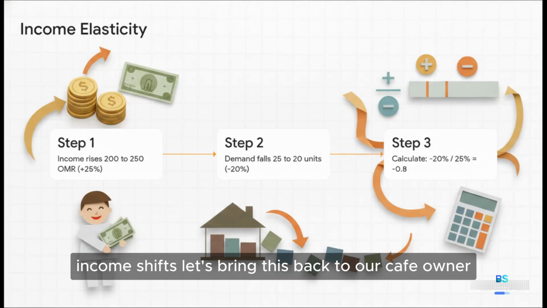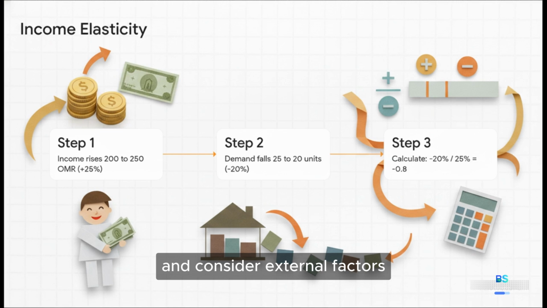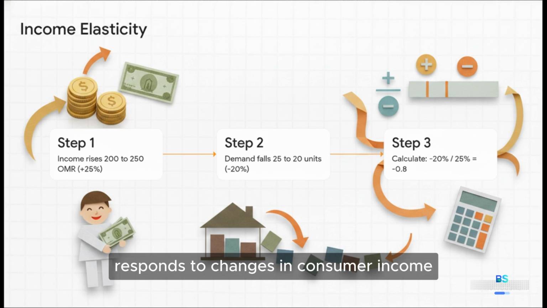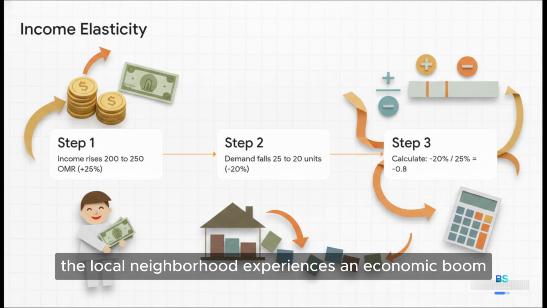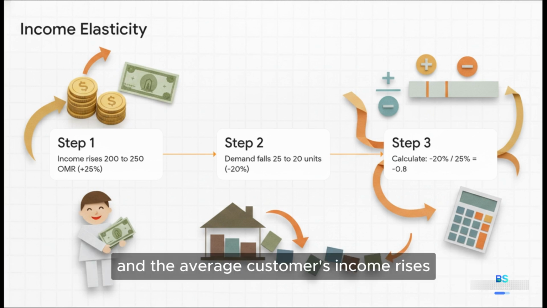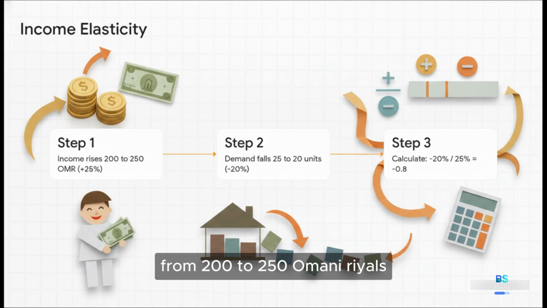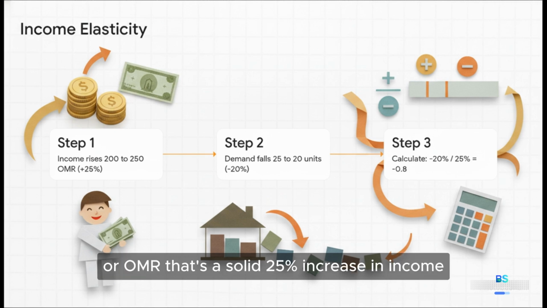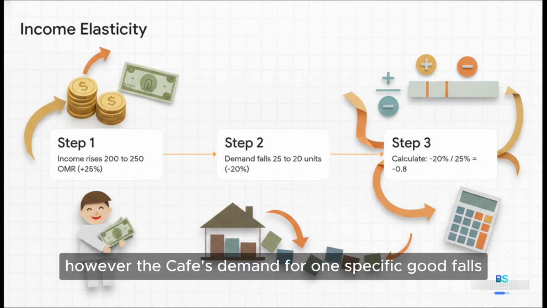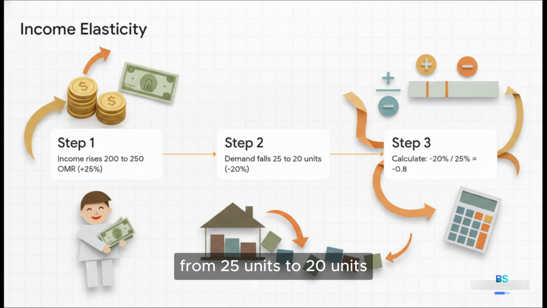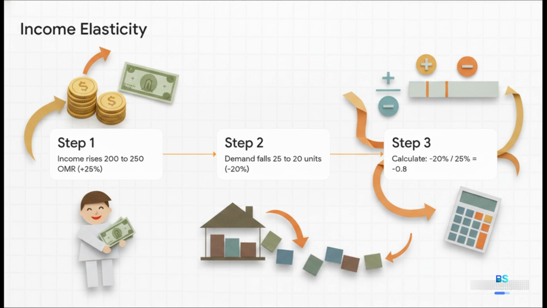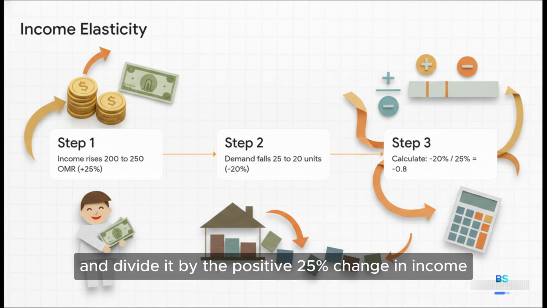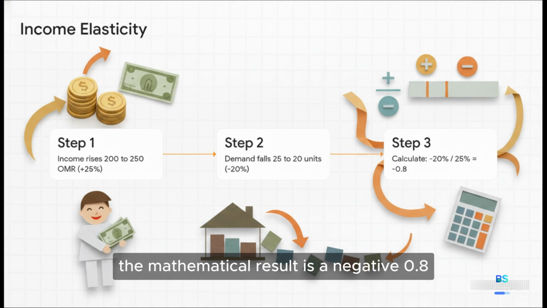Let's bring this back to our cafe owner and consider external factors. Income elasticity of demand measures how demand responds to changes in consumer income. Imagine the local neighborhood experiences an economic boom, and the average customer's income rises from 200 to 250 Omani Rials, or OMR. That's a solid 25% increase in income. However, the cafe's demand for one specific good falls from 25 units to 20 units, a 20% decrease. We take that negative 20% change in demand and divide it by the positive 25% change in income. The mathematical result is a negative 0.8.